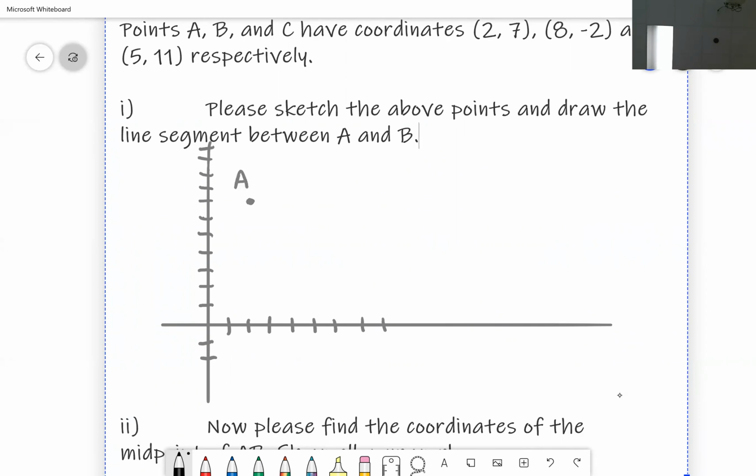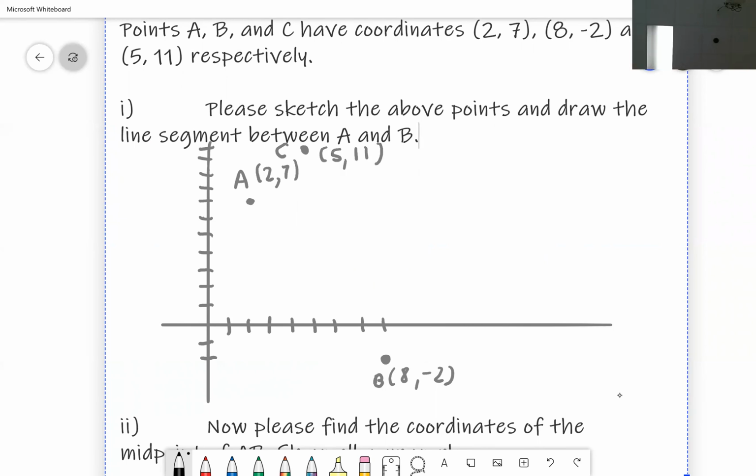When I do that, I like to go ahead and write 2, 7 somewhere here so I can see it again. And then 8, -2: 1, 2, 3, 4, 5, 6, 7, 8, and then you have a -2. So 8, -2. And then of course we do the last one, which is 5, 11. 1, 2, 3, 4, 5, and it's all the way up here. And we can call this C, 5, 11.